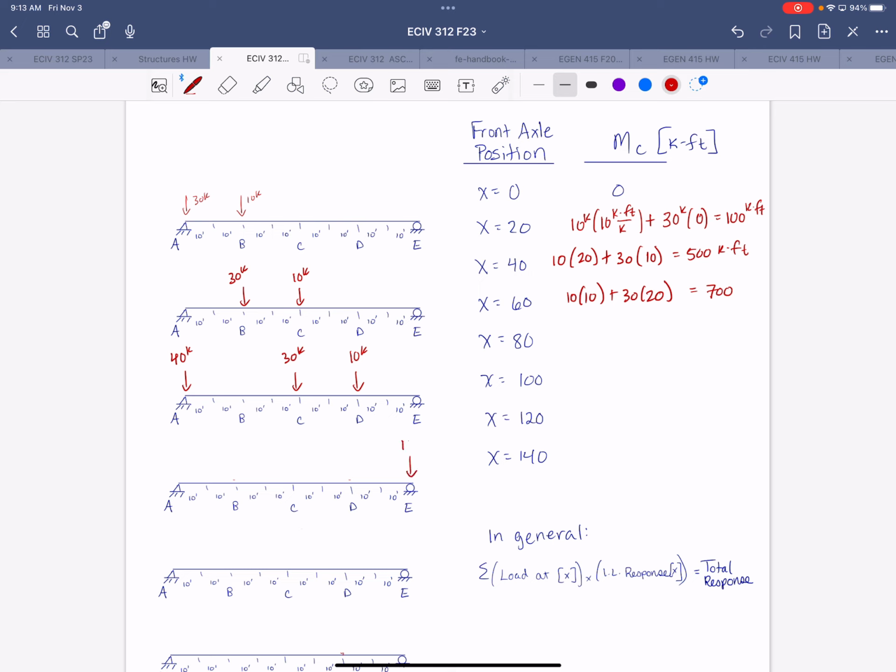Next 20-foot interval, we have the 10 kip front axle at E, the 30 kip load at D, and then the 40 kip load at B. So we have 10 times 0 plus 30 times 10 plus 40 times 10. And that is also 700.